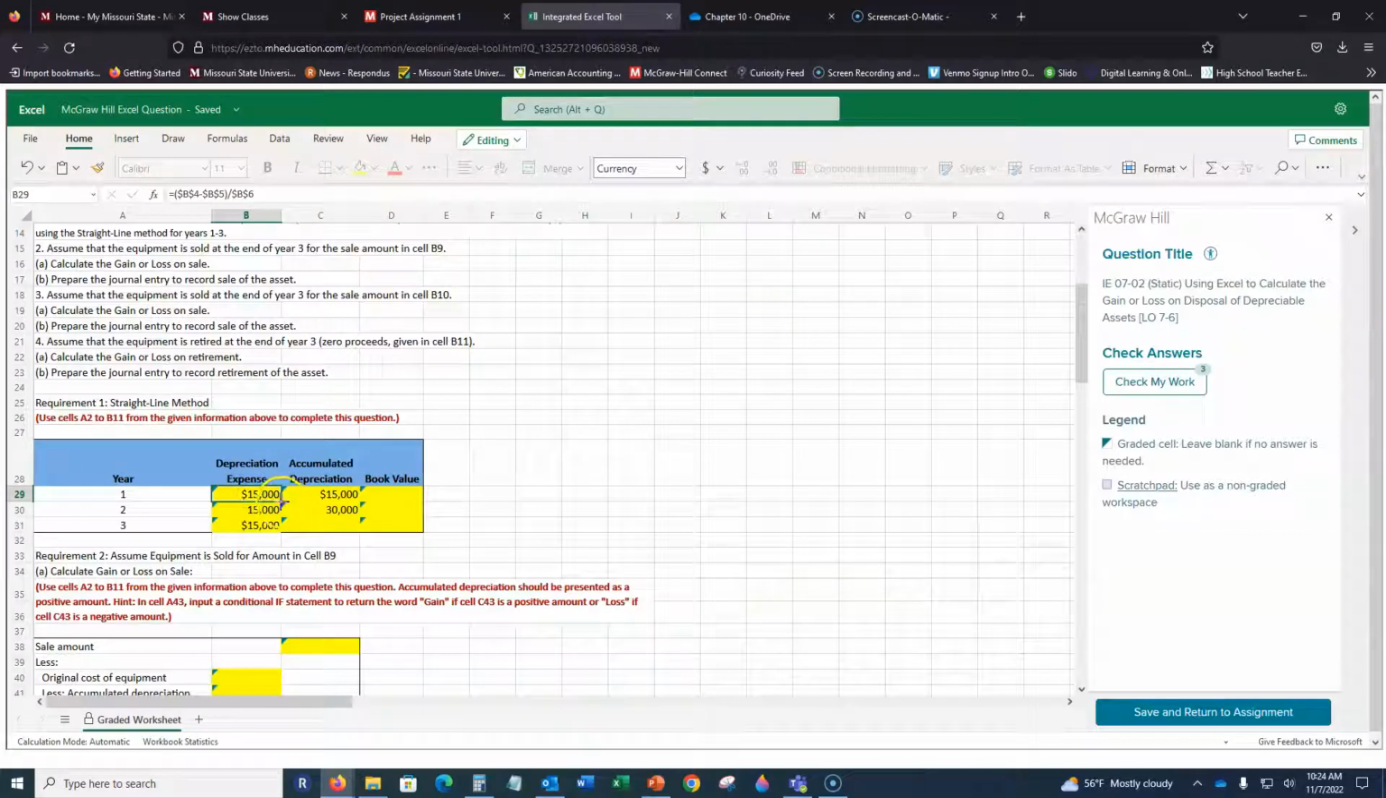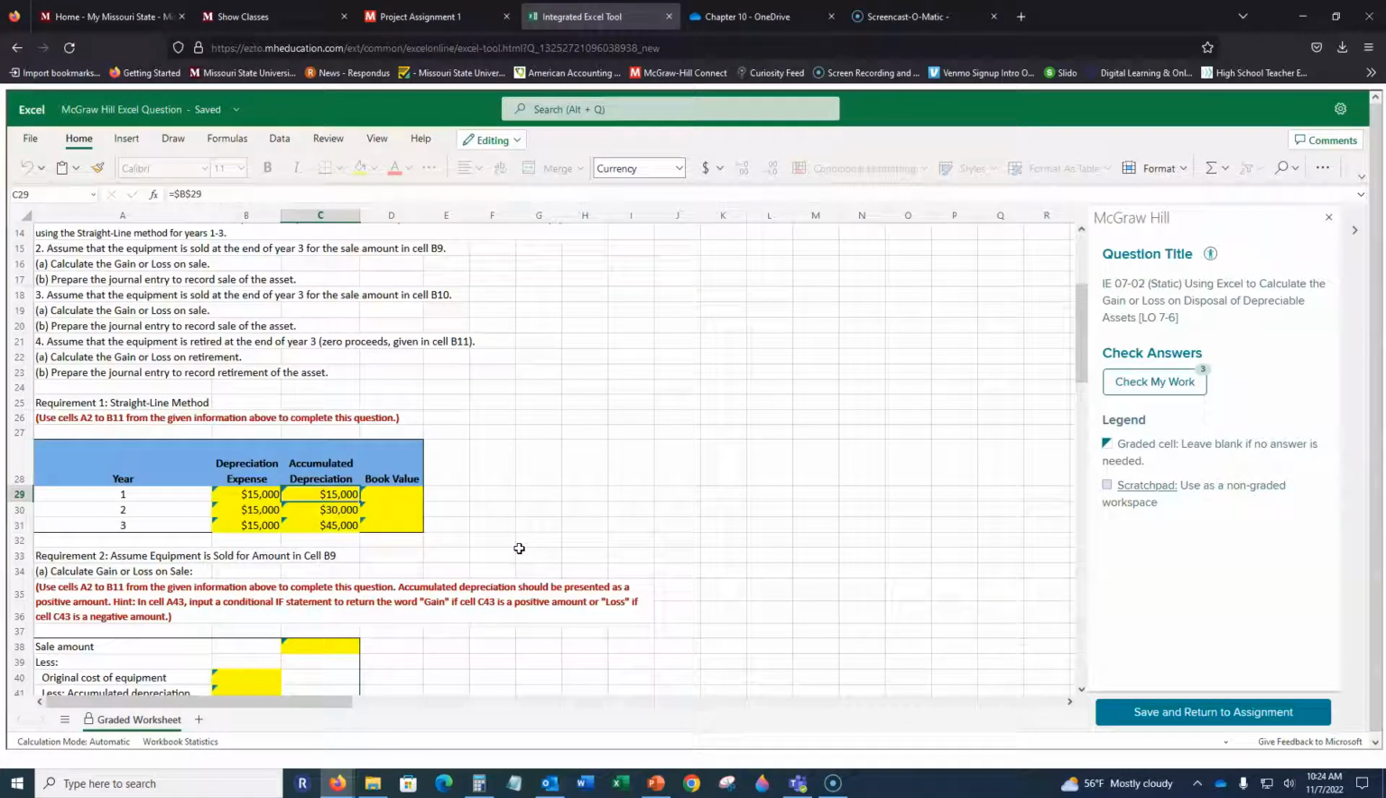Okay, and then you can just copy that formula down, and we'll see that we get 30,000 and 45,000. So we've accumulated this much depreciation over the course of 3 years.